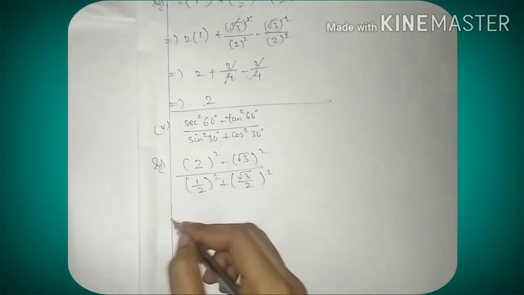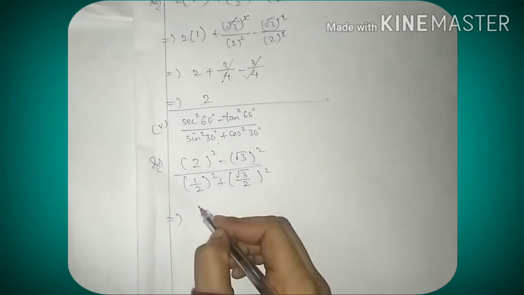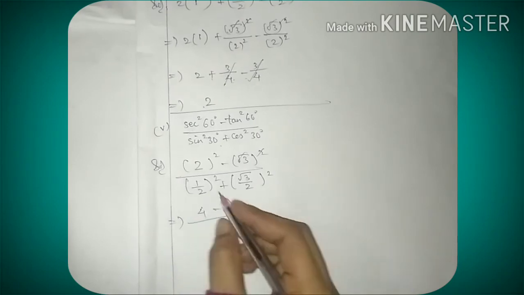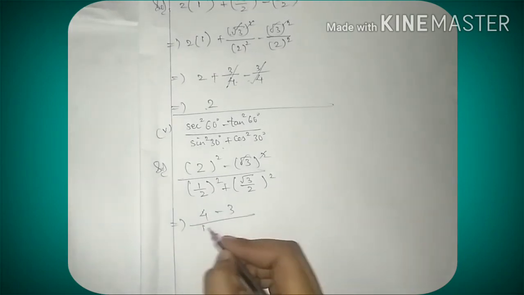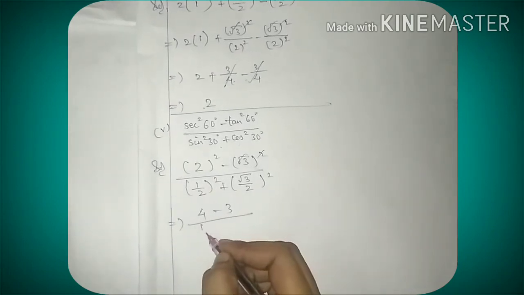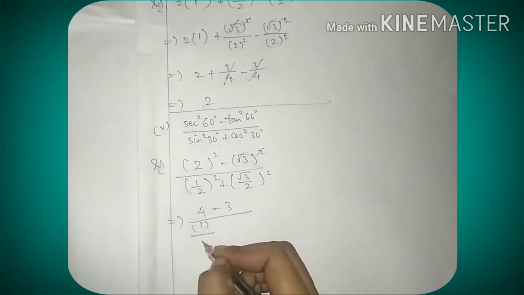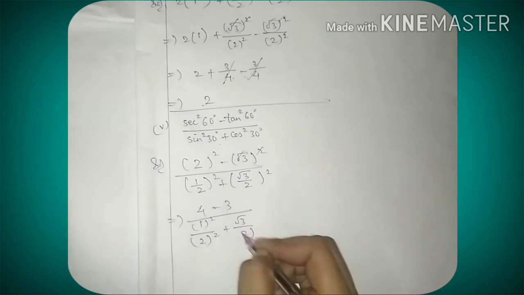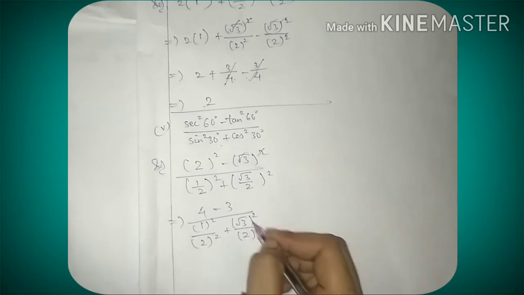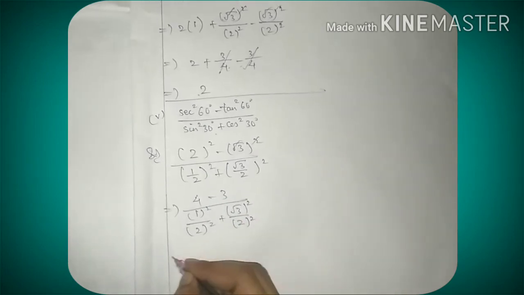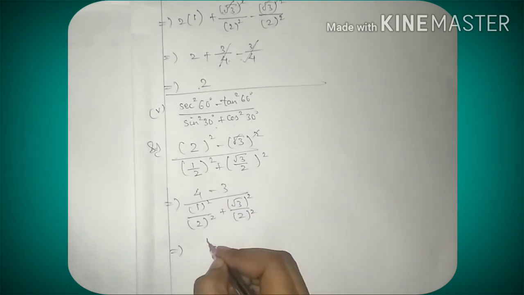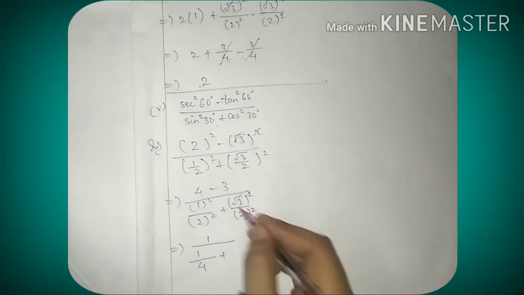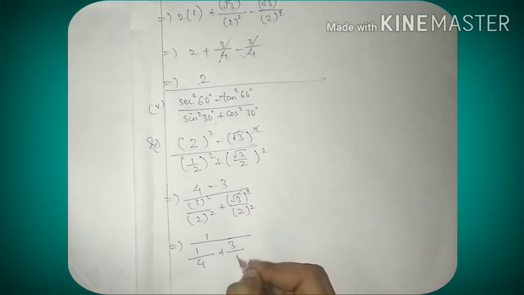Okay, now we have to solve this. 2 square is 4, square root cancels, 3 by 1 square, 1 by 2 square. We will first separate the squares, plus root 3 by 2. So this square will go to both numerator and denominator. Now 4 minus 3 is 1, 1 square 1, 2 square 4, plus square root gets cancelled, 3 by 4.